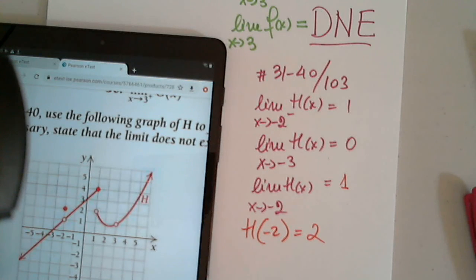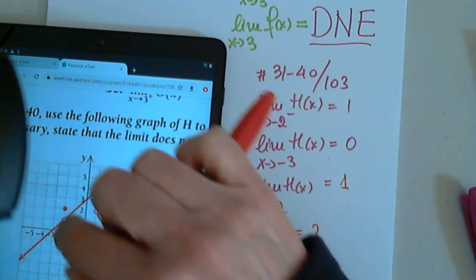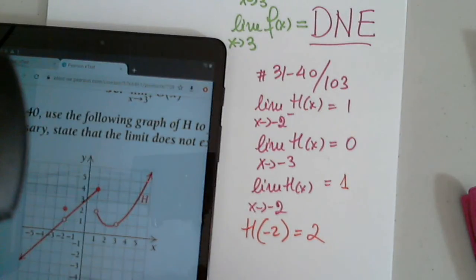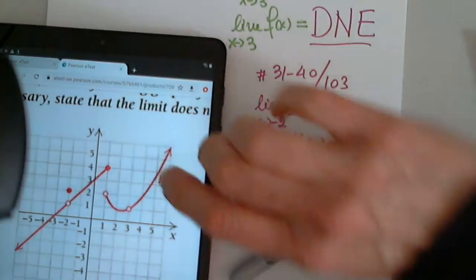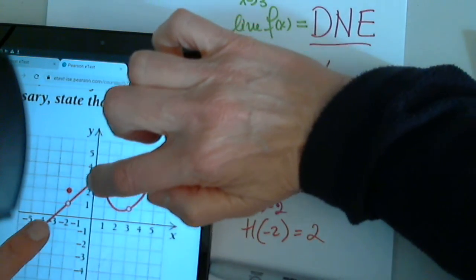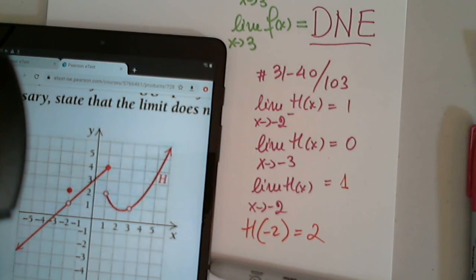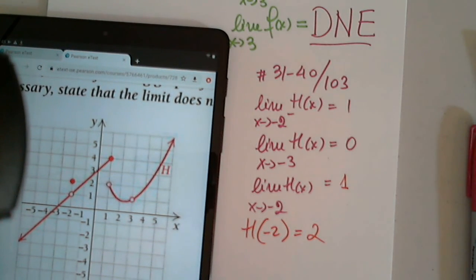No. The function value is 2. That's where the filled point is. The filled point is at 2. I have to read f of -2 is 2. But the function values, as x approaches -2 from either side, do not approach 2, but approach 1. Is that okay? Is that better? Okay, let's move on and we can come back.